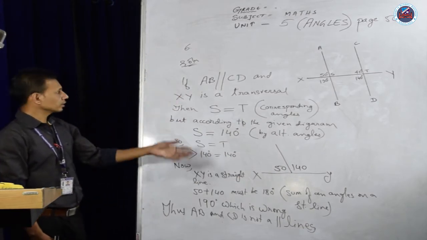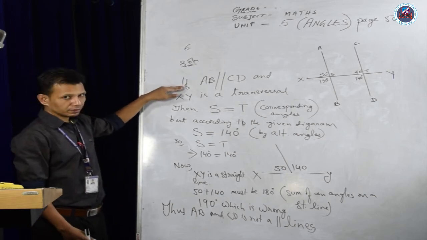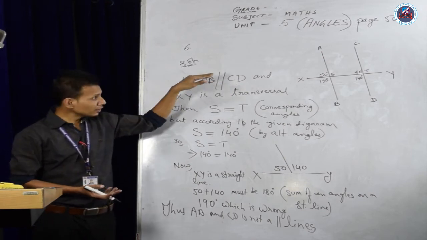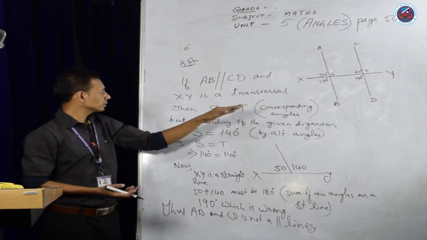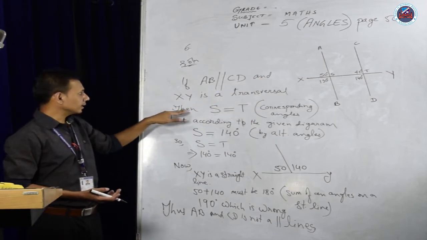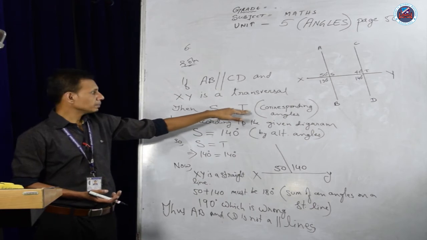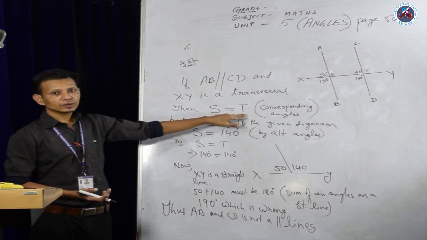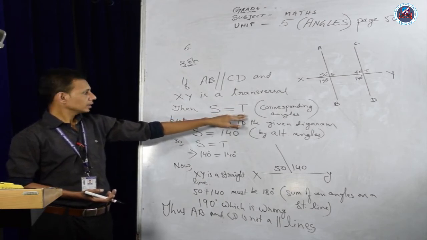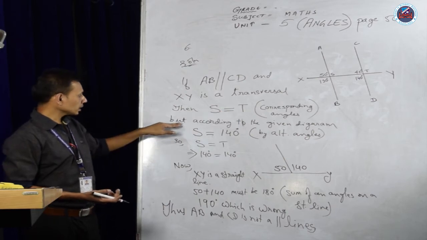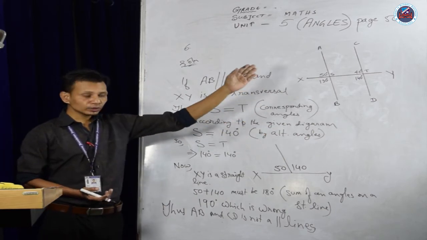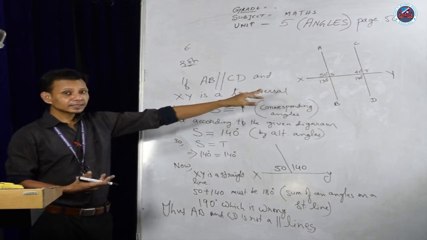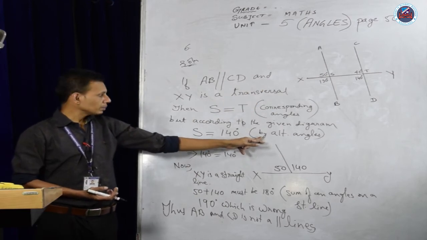Okay. One more time, quickly recap that. If AB is parallel to CD, and XY is a transversal, then S will surely equal T by corresponding angles. That means whatever S you get, the same value for T also, because these two are equal. Now you have to prove that these two are not equal. But according to the given diagram, S is 140, and that's formed by alternate angles. You just give the reason also by alternate angles.